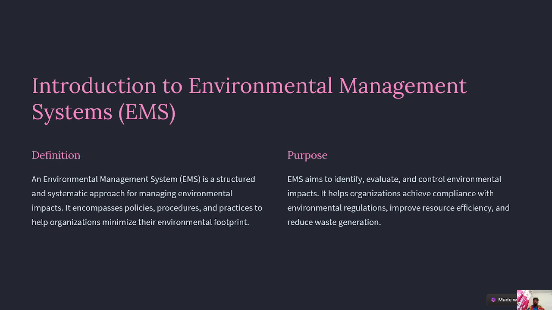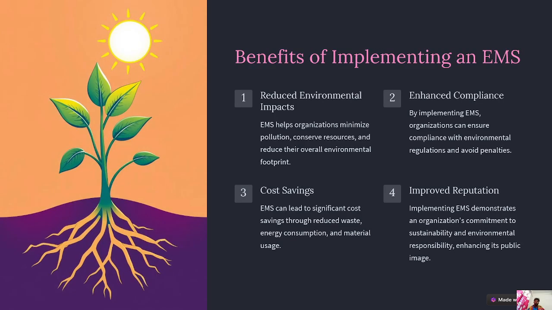Introduction to environmental management system: definition. An environmental management system is a structured and systematic approach for managing environmental impacts. It encompasses policies, procedures, and practices to help organizations minimize their environmental footprint. Purpose: EMS aims to identify, evaluate, and control environmental impacts. It helps organizations achieve compliance with environmental regulations, improve resource efficiency, and reduce waste generation.